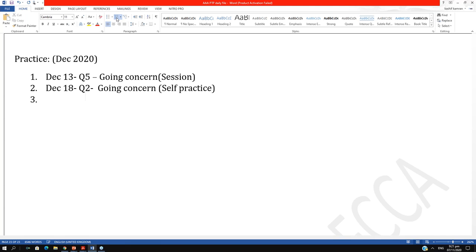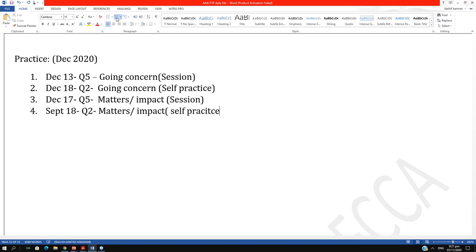The second type of question I will be doing today is from the December 17 paper, question number 5, which is a question asking for matters and impact. And on the basis of this, you will do the September 18 paper, question number 2, so that you know how to answer a question on matters and impact. So one question I'll do, one question you do, so that you gain confidence, right?